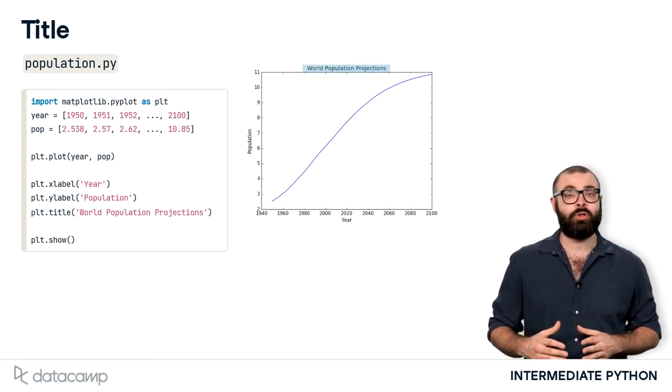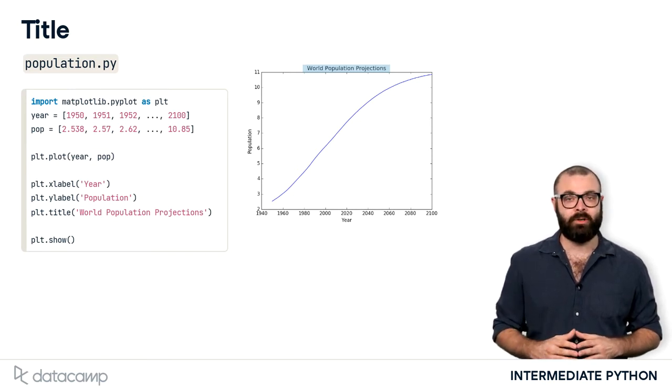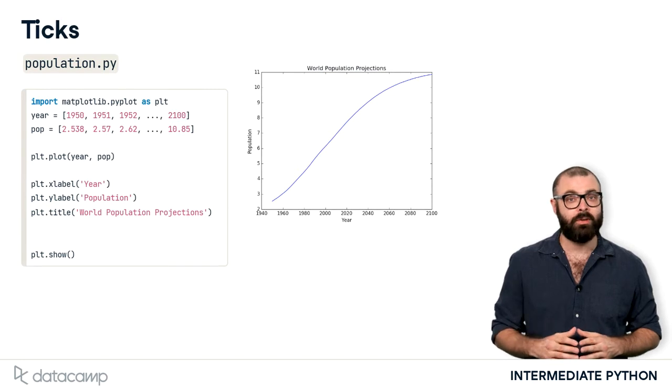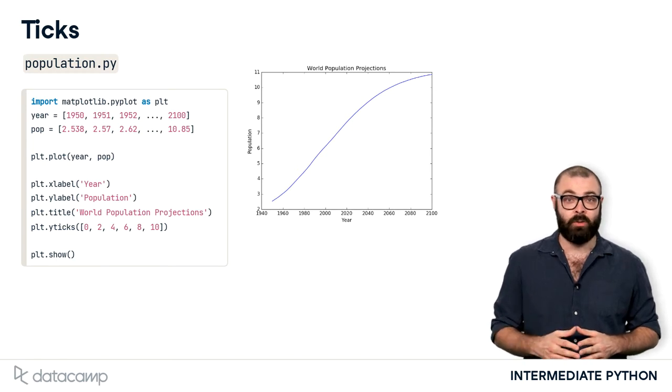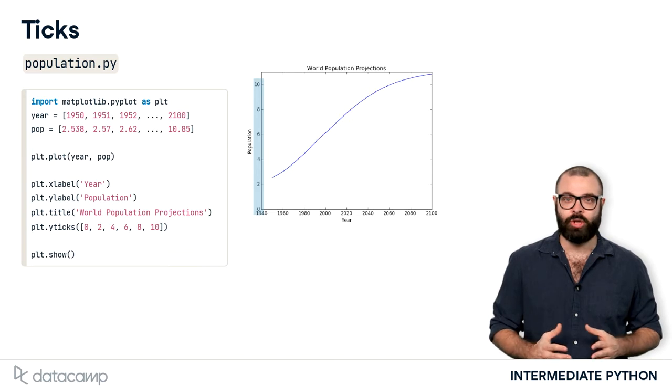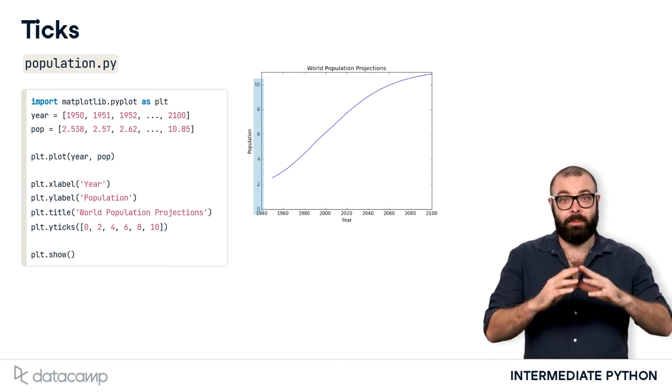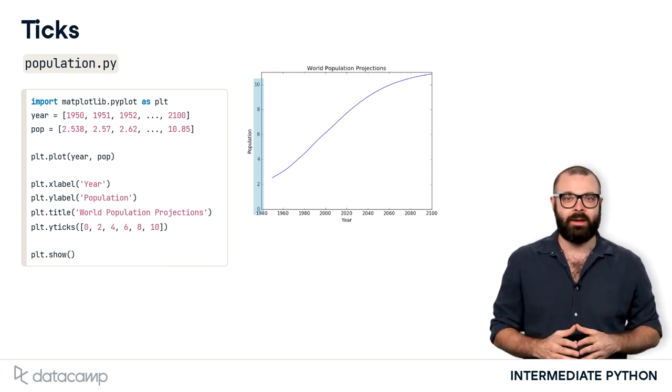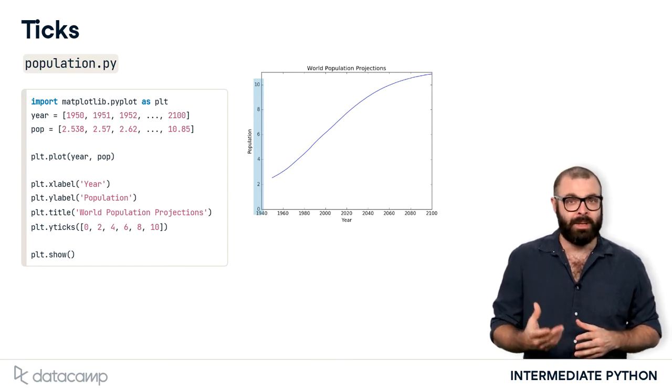To put the population growth in perspective, I want to have the y-axis start from 0. You can do this with the yticks function. The first input is a list, in this example with the numbers 0 up to 10 with intervals of 2. If we run this, the plot will change. The curve shifts up. Now it's clear that already in 1950, there were already about 2.5 billion people on this planet.